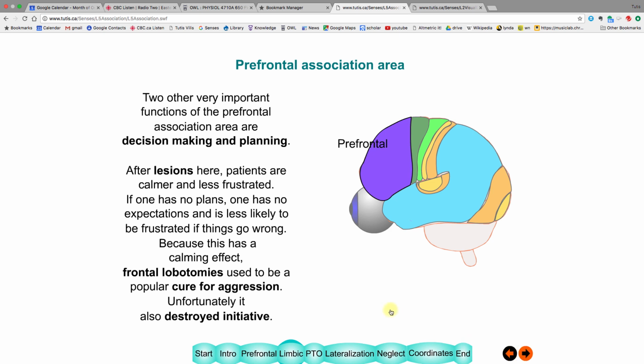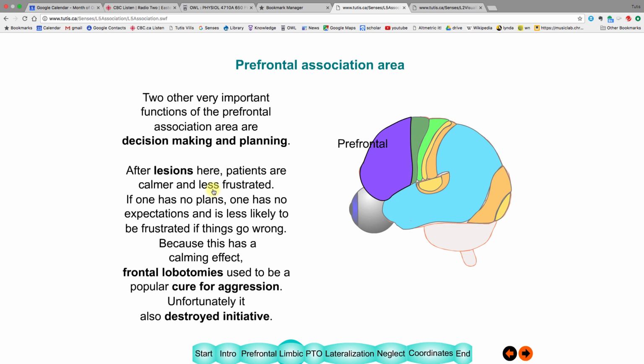So again, if you can imagine the chess moves, you can make plans, you can plan what your chess game is going to be. But also, if you don't have this area, you become calmer and less frustrated. So if you weren't making plans for a chess move, then if things went wrong with this game, you wouldn't get frustrated because you'd never made that plan to make that move.